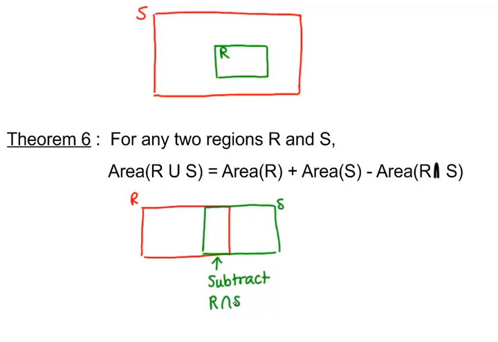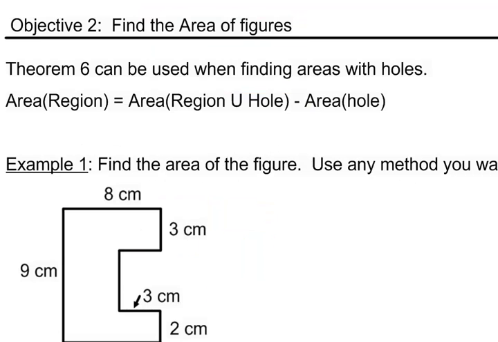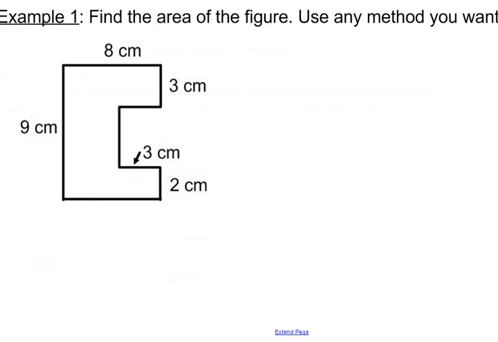So we're going to actually use theorem 6 in a little bit. We're going to first get some examples. So we're going to find the area of figures. We're going to use theorem 6 in these. And basically what it's saying is if we have the area of a region, it's the area of the region union the hole. Okay, we're going to talk about that. And we're going to basically take out the hole. So we're finding the area of everything, but we're going to take out that middle.